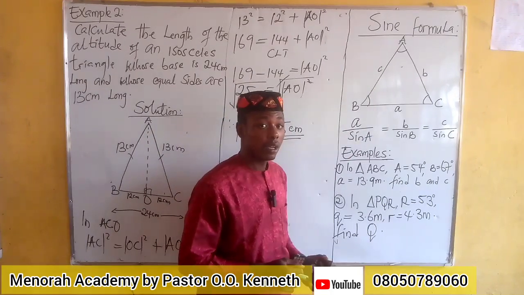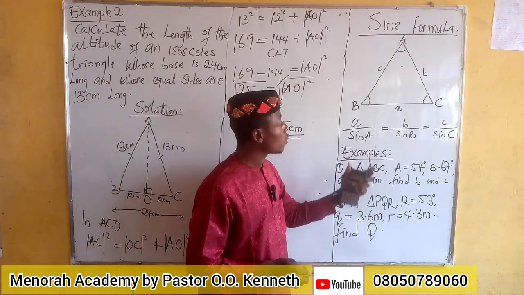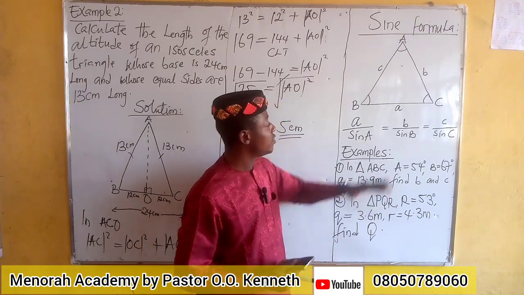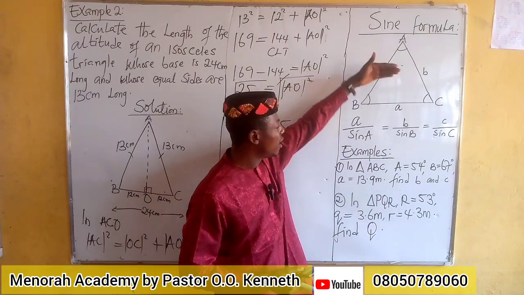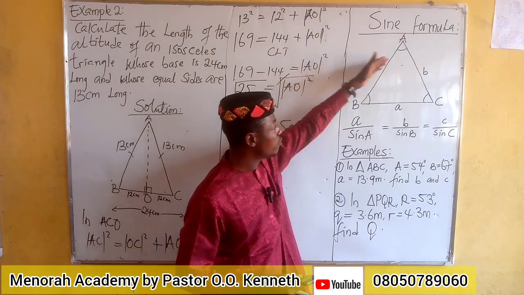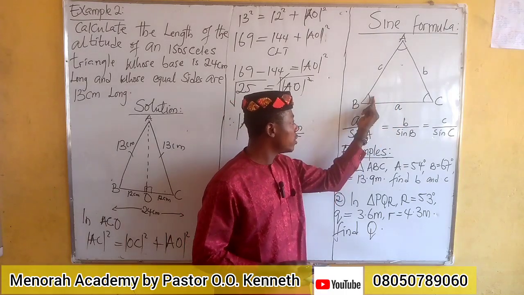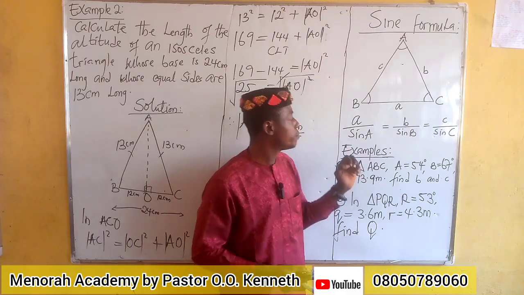Sine formula. Now, when we talk about sine formula, what exactly are we talking about? Sine formula is a formula that is used to find either the side or the angles of a triangle, or the angle itself of a given triangle.